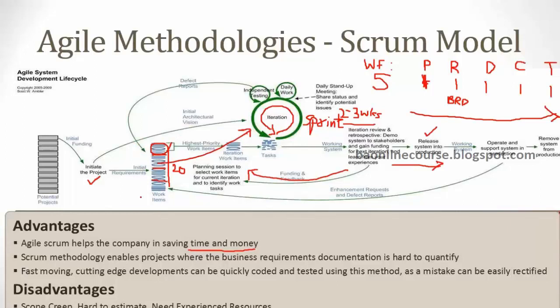We call this a product backlog. That is a term which is used. There is a lot of terminology specific to the Scrum model. Like there is a sprint, there is a Scrum master, then there is a product backlog, right? There is a user story, then there is an epic. A lot of them are there. We'll learn all of them, one after the other.